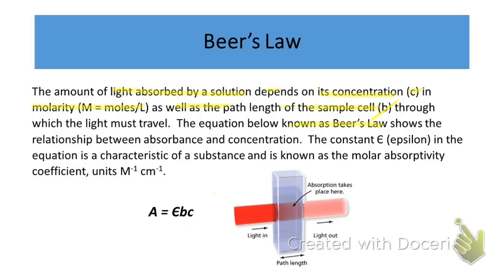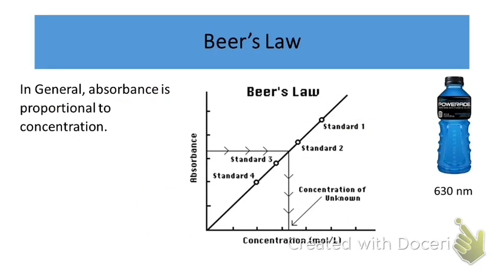And that's essentially what we want to do in our first experiment, is use Beer's law to determine the concentration of an unknown solution, knowing the epsilon of that compound, knowing the length or the pathway of light that goes through the cuvette, and knowing the absorption of light that the compound absorbs. All right. So, in general, Beer's law tells us that the absorption is proportional to the concentration.